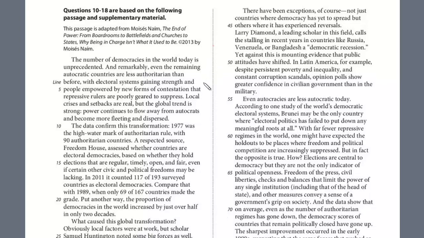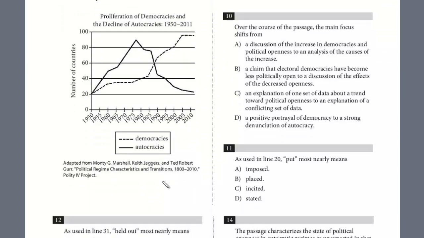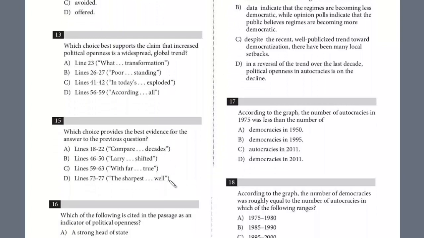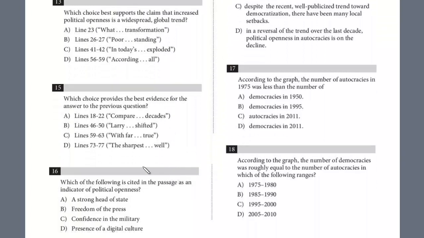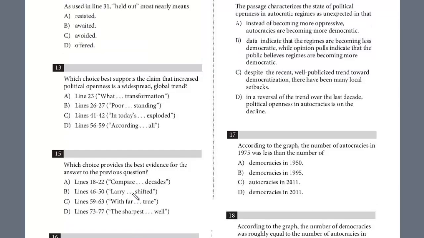There's just 3 questions left, and we also have this graph. There's some questions on that. So let's take a look at 16. Which of the following is cited in the passage as an indicator of political openness? So you're just looking for evidence in the passage, political openness. This is not a phrase, I think, which can be paraphrased. And so you really are just looking for this phrase, political openness.